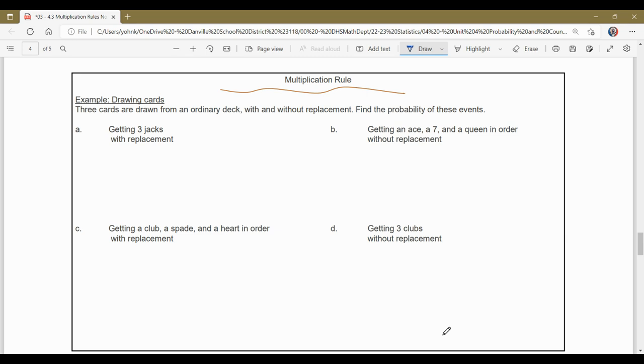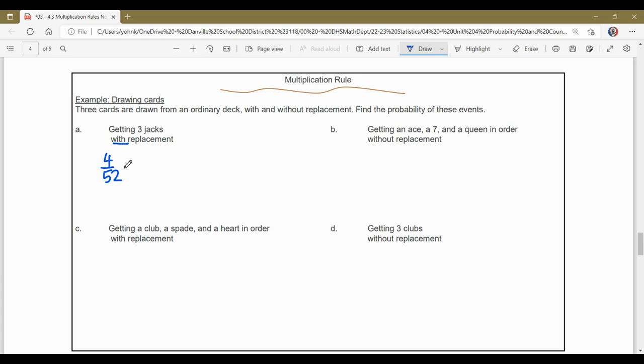All right, drawing cards. 3 cards are drawn from an ordinary deck with and without replacement. Find the probability of these events. All right, I need to get 3 jacks with replacement. So that means I'm going to take a card out, put it in, take a card out, put it in, take a card out. All right, I want 3 jacks, so there are 4 jacks out of 52.